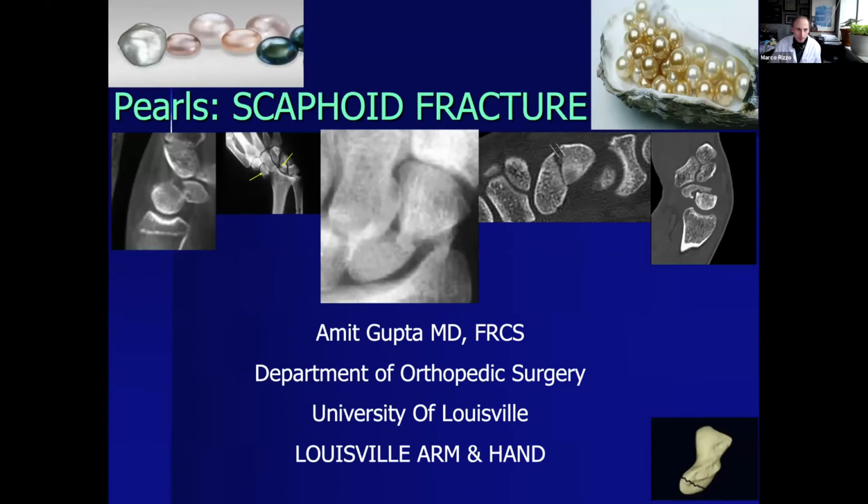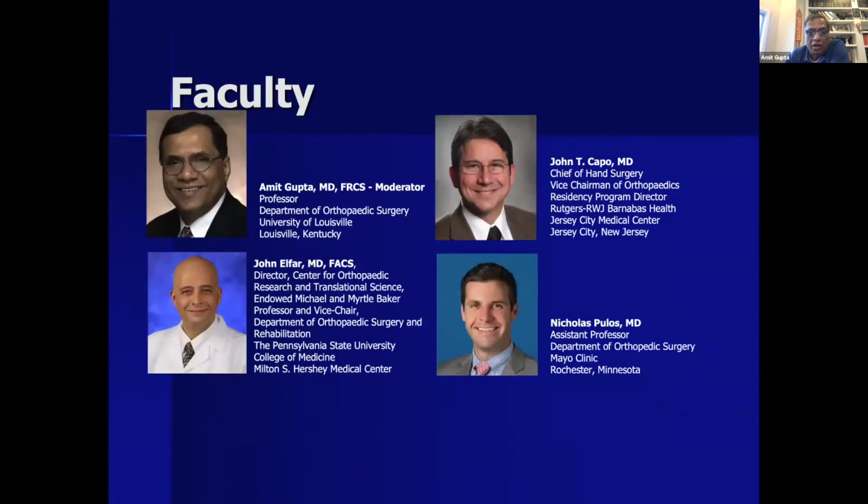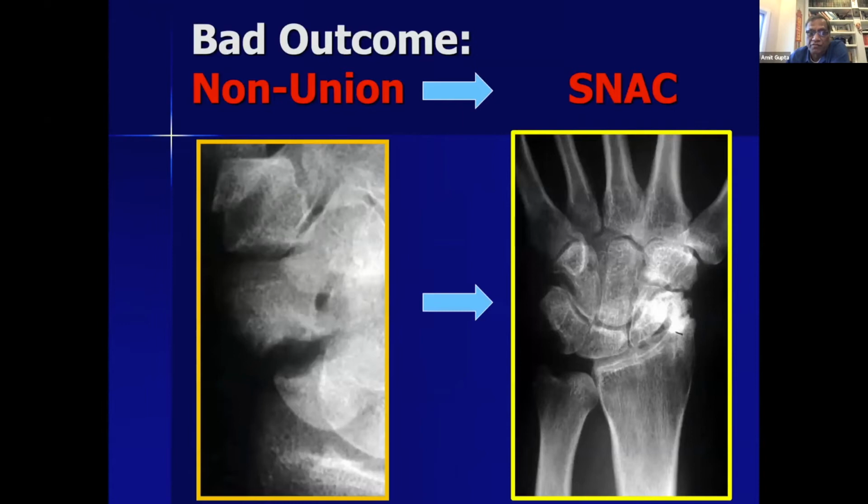So our session was scaphoid fractures, and I'm going to give a summary of what we discussed. We had a wonderful faculty, including John Capo, John Elfer, and Nicholas Poulos. This was why we treat scaphoid fractures: we want to prevent the progression to scaphoid non-union advanced collapse, which has been shown to be present in over 90% of cases if the scaphoid remains ununited for 10 years.